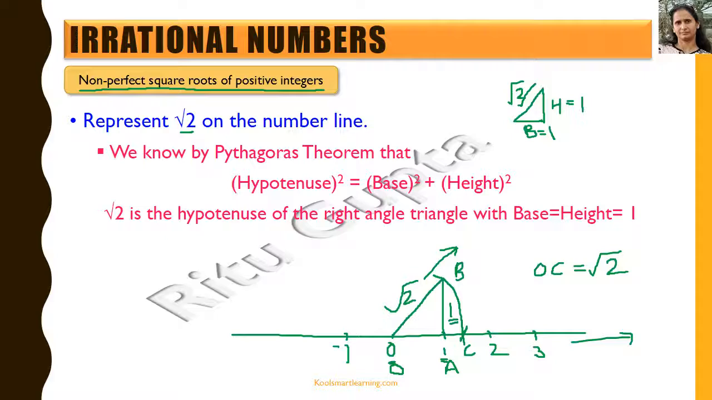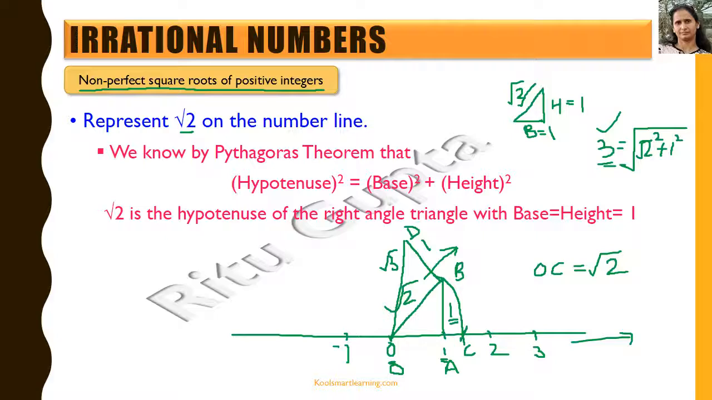Now if we were to represent root 3, we know root 3 can be written as square root of root 2 square plus 1 square. So we are saying if we have a triangle with the base of root 2 and height 1, then its hypotenuse would be root 3. So what we can do is, with OB as the base, we draw a perpendicular here, we name it D, of height 1, and then this OD will become root 3.